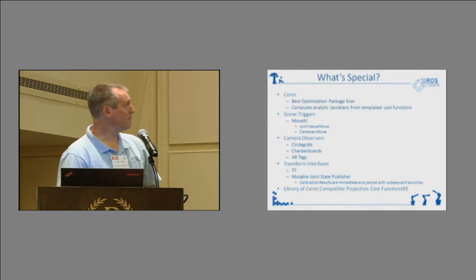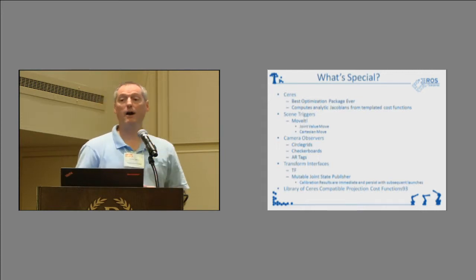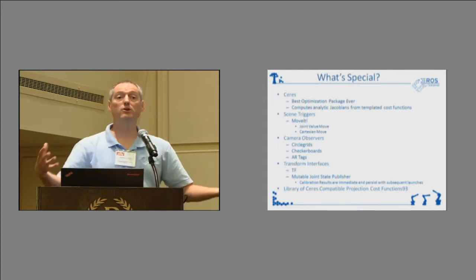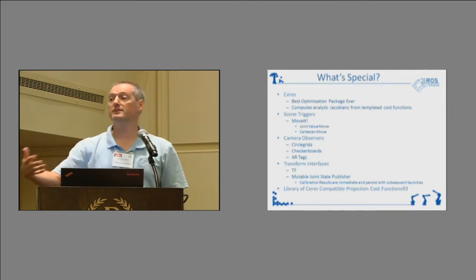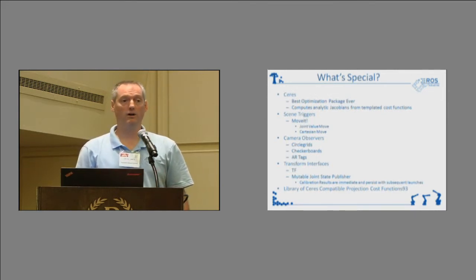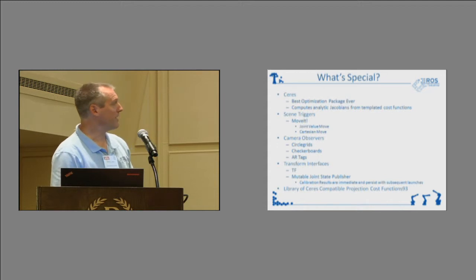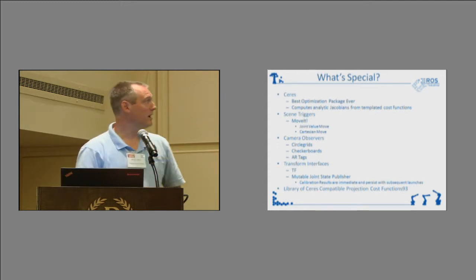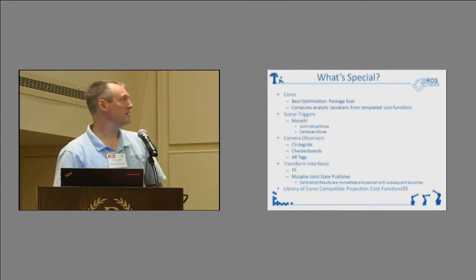And we have these mutable joint state publishers, which allow us to see the results immediately and then have them persist after the calibration routine is no longer running. And then finally, we have this library of, I'll call them series compatible projection cost functions.